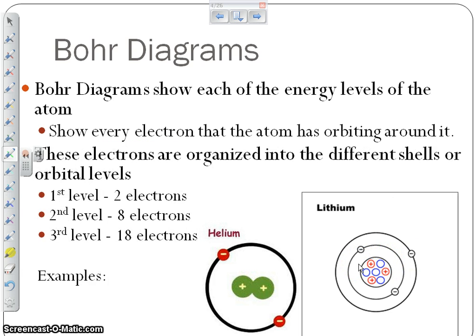Okay? So again, being that they're organized into different shells and levels, you can only fit 2 electrons on the first level, and once you get a third electron, that third electron is kicked to the second energy level. And then your second energy level will continue to fill up until it has 8 electrons. And once you get an 11th electron, 2 from the first level, and then the second level fills up with 8. Once you get to 11, that 11th is going to get kicked to the third energy level, and so on and so forth.